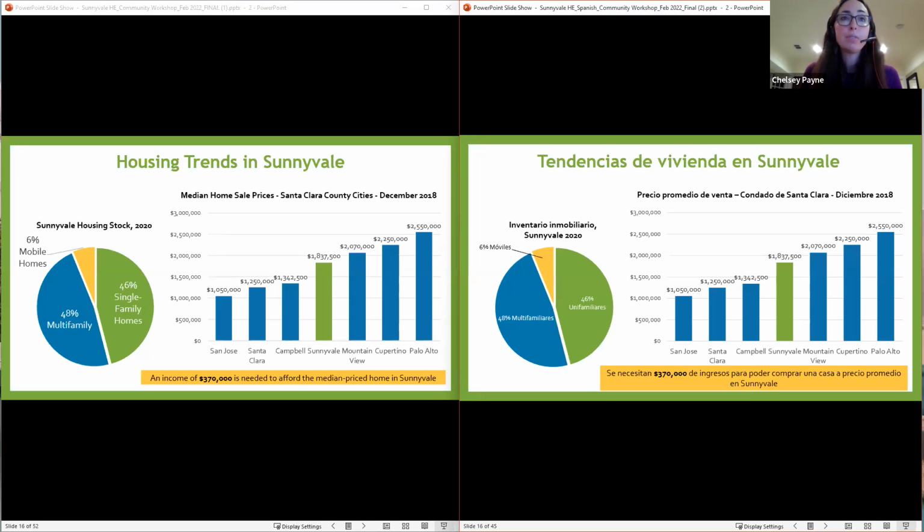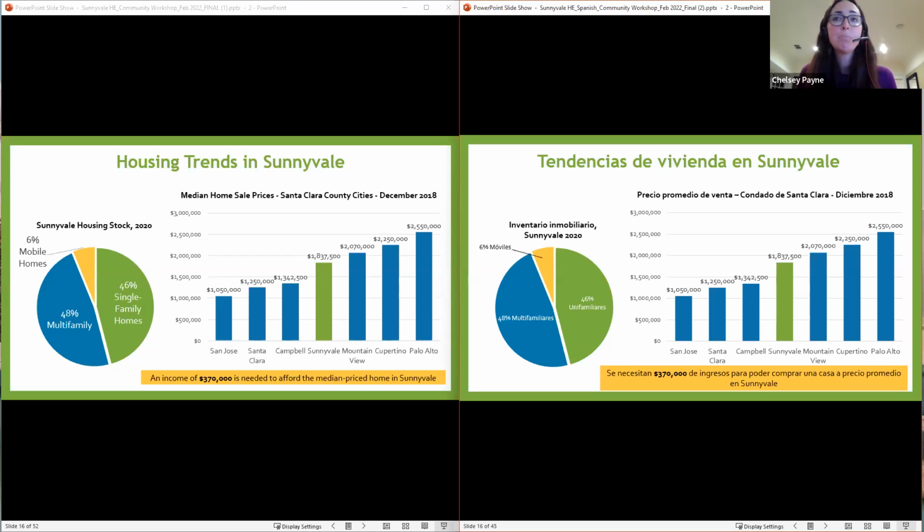And as we all know, housing costs in California, particularly in the Silicon Valley, are some of the highest housing costs in the country. As of December 2018, the median sale price for single-family homes and condominiums in Sunnyvale was $1.8 million. And these housing costs in the city are generally comparable to housing costs in the region. The chart here compares the median home sales price in Sunnyvale, which is shown in green, with 6 other Santa Clara County cities. And the median sale price of $1.8 million in Sunnyvale is slightly higher than the median in San Jose, Santa Clara, and Campbell, but lower than the median price in Mountain View, Cupertino, and Palo Alto.